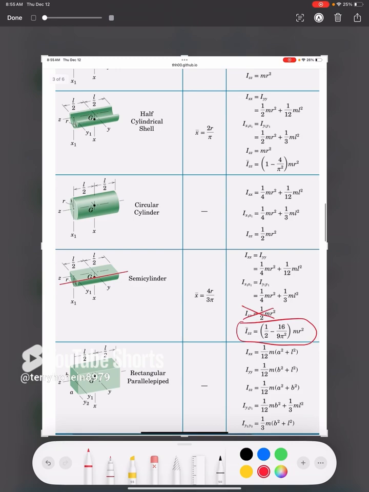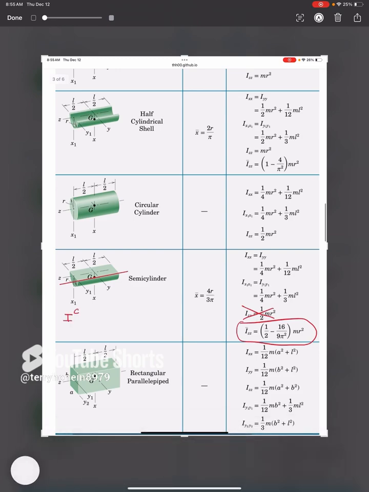Let me double check. I know from the parallel axis theorem that I D Z is going to be ICZZ plus m and the distance between them squared, which here is the distance along the axis squared. If I take this to be 1 over 2 m r squared, ICZZ is what I want to find. I want to double check if it's equal to this plus m, and the distance between the two is 4r over 3 pi, squared. So actually that's it. Yes, that's right.